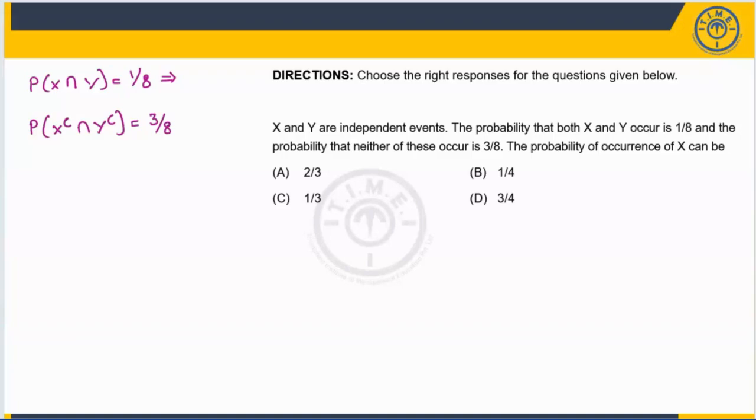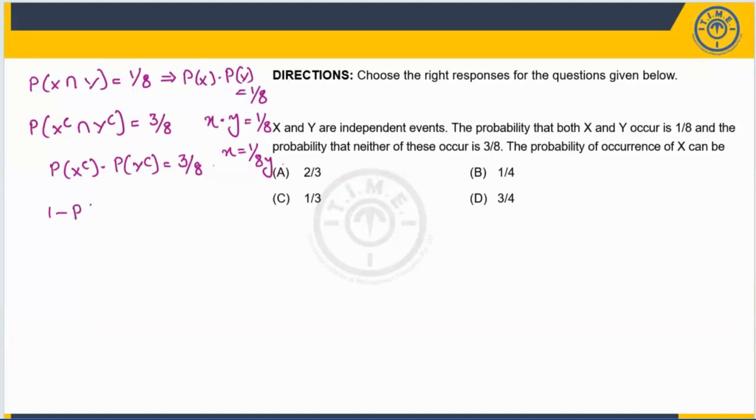So as X and Y are independent, the first one can be written as P of X into P of Y, and that is 1 upon 8. And P of X complement intersection Y complement is P of X complement into P of Y complement. That is 3 by 8. Now let us say P of X is x and P of Y is y, so xy is 1 upon 8. And the value of x can be written as 1 upon 8y. And P of X complement into P of Y complement, that is 1 minus P of X into 1 minus P of Y, is equal to 3 by 8.